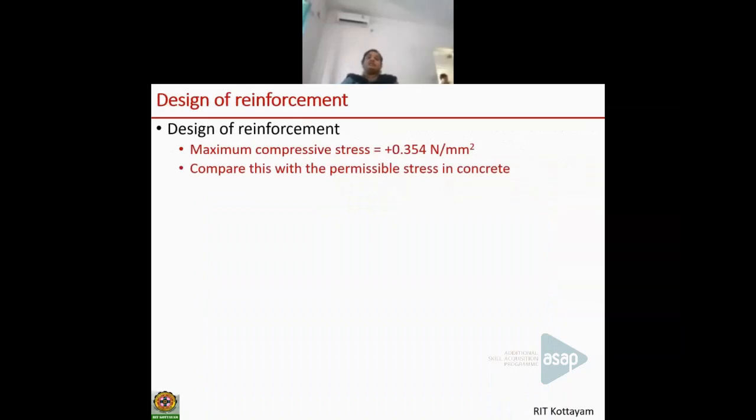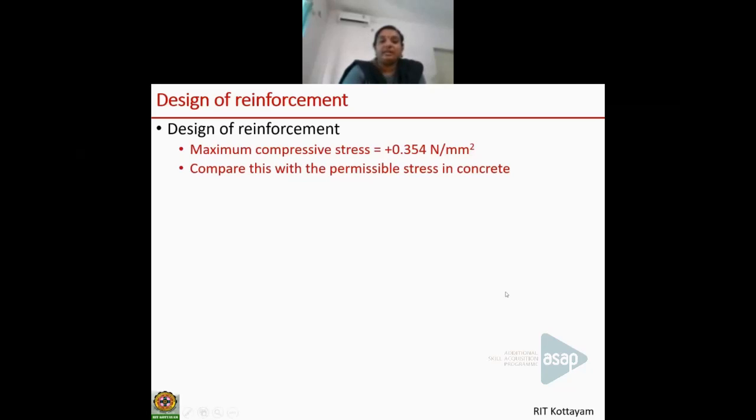Now once this analysis is done, what we have done till now is like what you have done in your RC design, WL square by 8. So that is the value that you got here. Now, the design of reinforcement. Now, how to do that in working stress method? It's a very simple method.